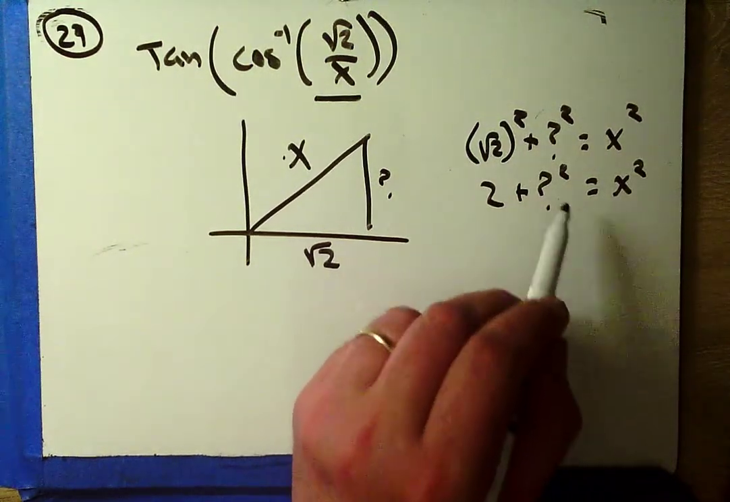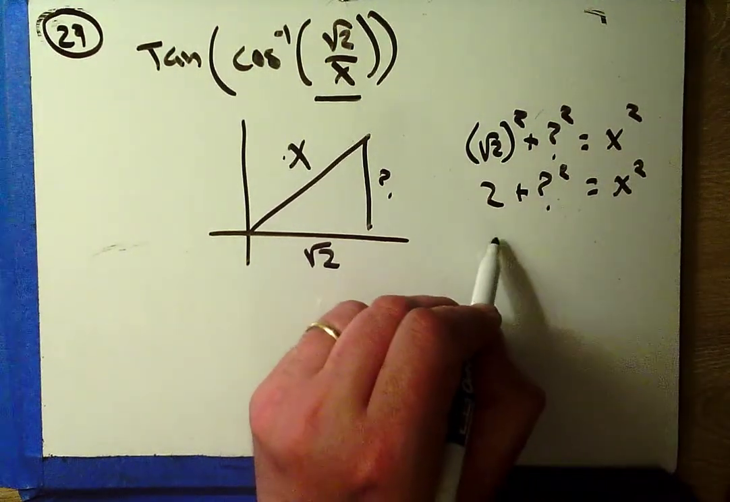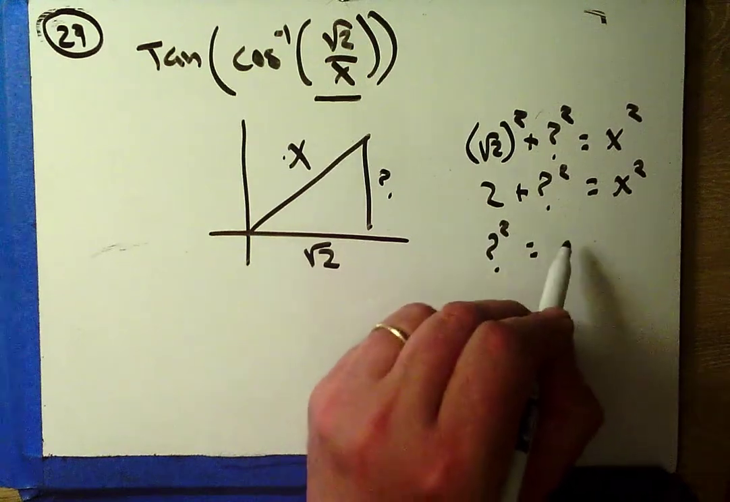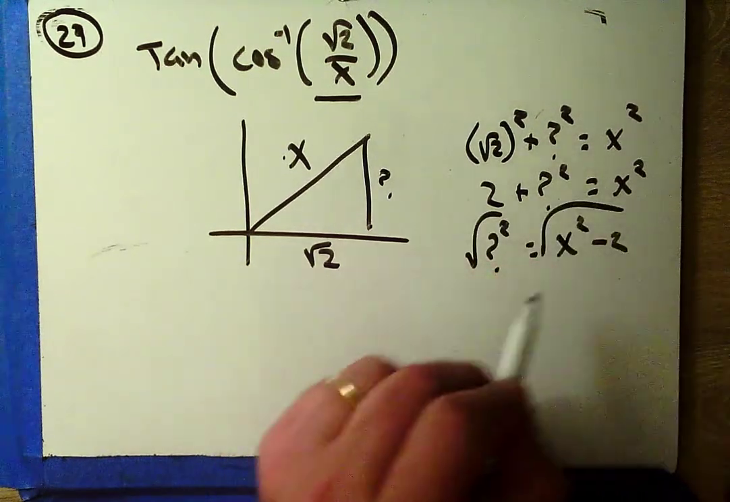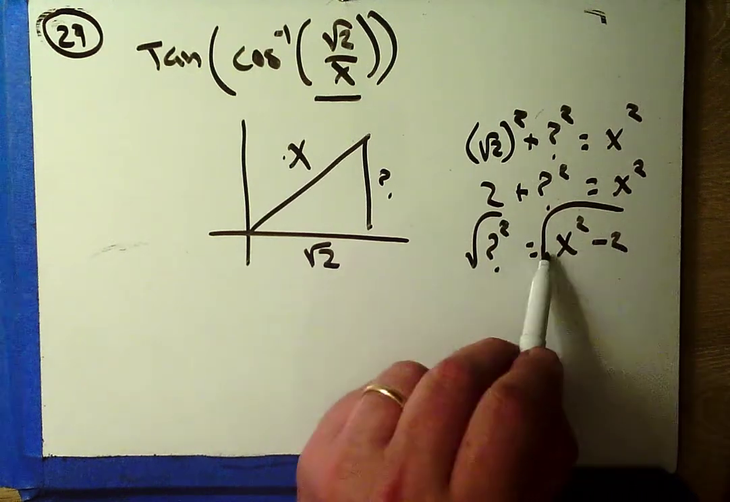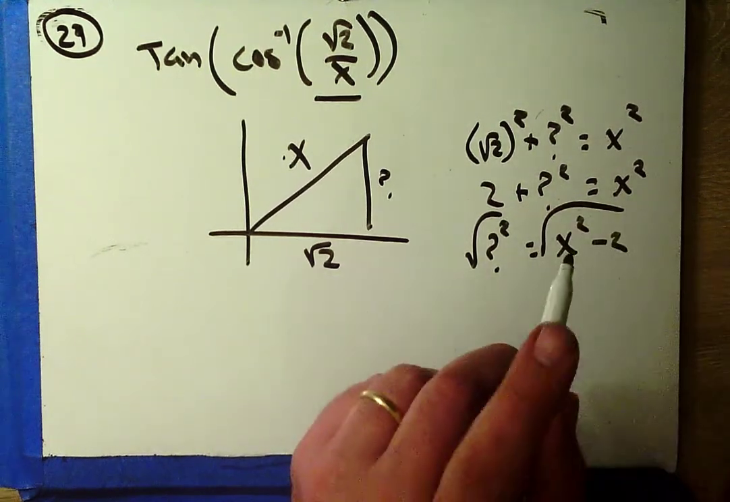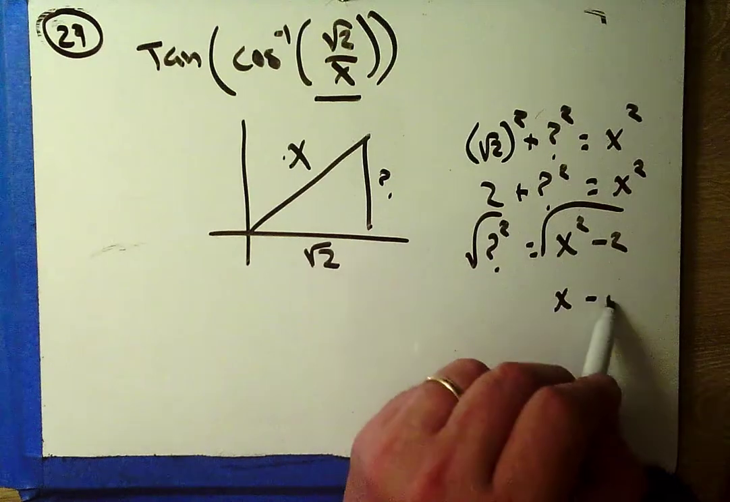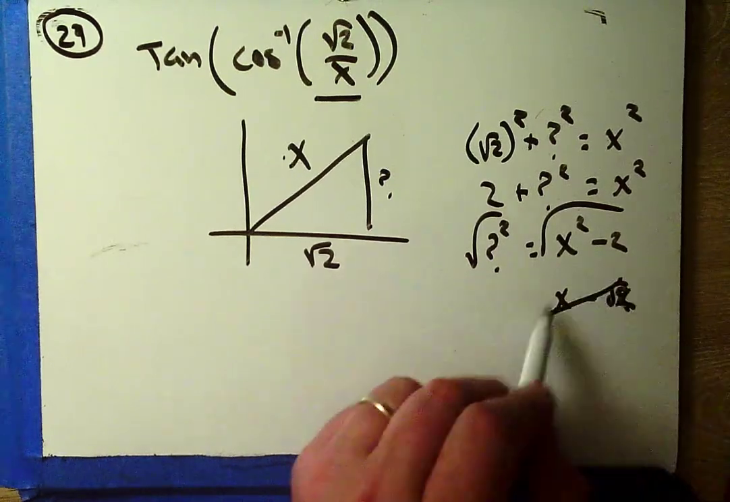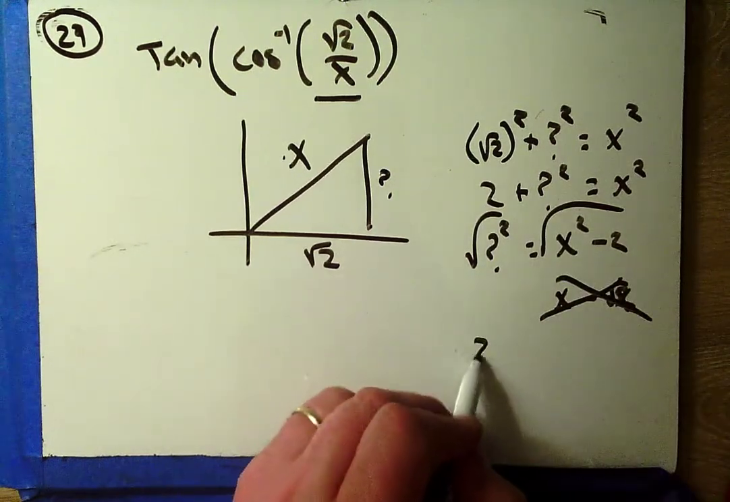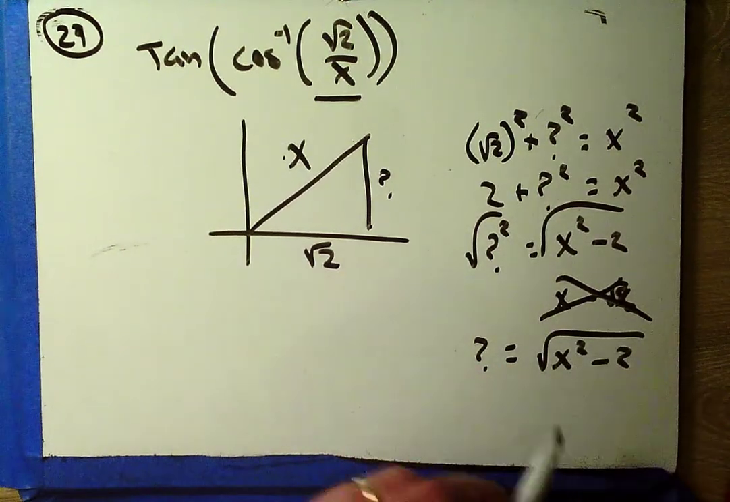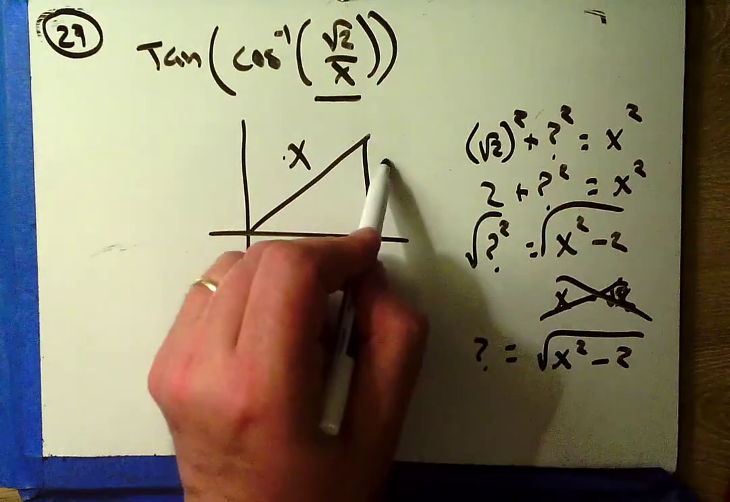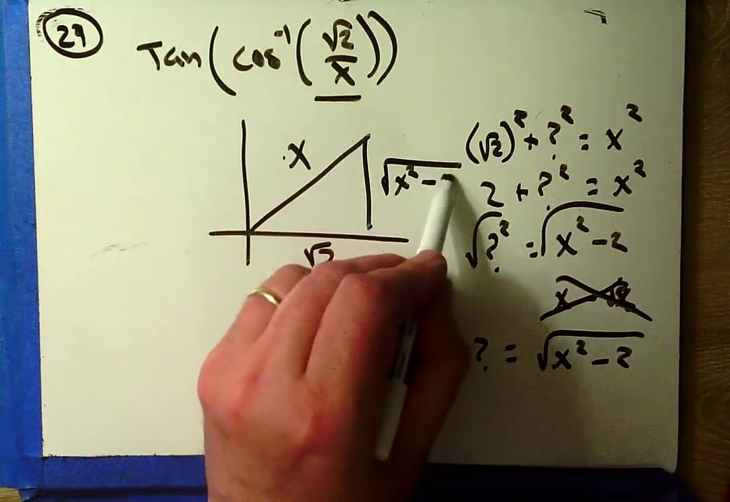But we want to solve for question mark. So question mark squared equals x squared minus 2. And then we take the square root of both sides. Notice I'm taking the square root of the whole side, not each piece, right? This is not going to be x minus root 2. That would be bad, bad, bad. Instead, question mark is equal to the square root of x squared minus 2. So this is square root x squared minus 2.